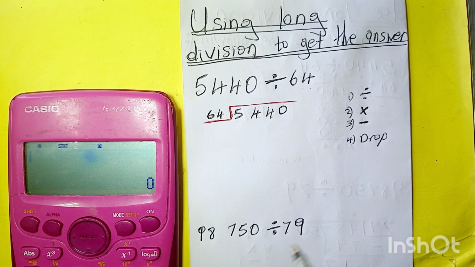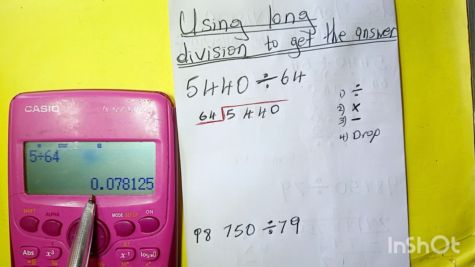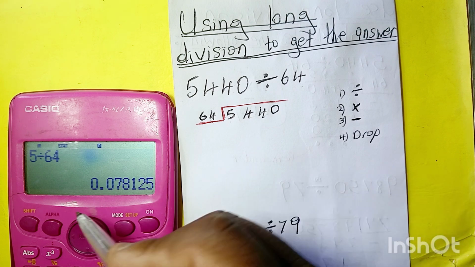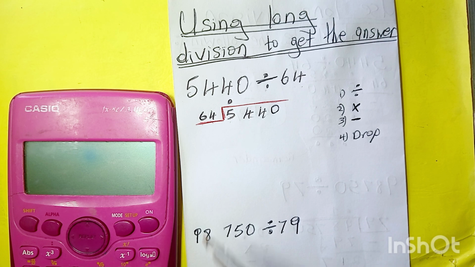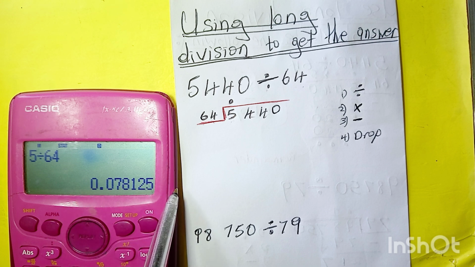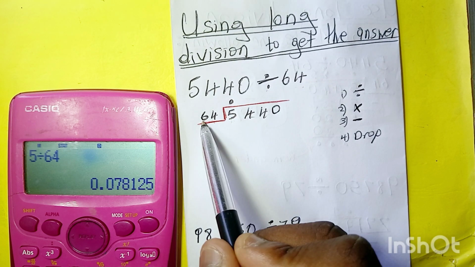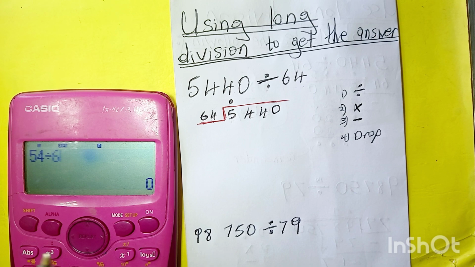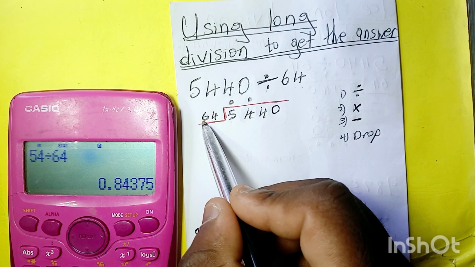You must have a calculator, guys, when you are dealing with long division. Say 5 divided by 64. Do you see what I get? I get 0, something. That means you can't divide 5 by 64. So now let's try 54. Say 54 divided by 64. Still I get 0, meaning that I can't divide 54 by 64.